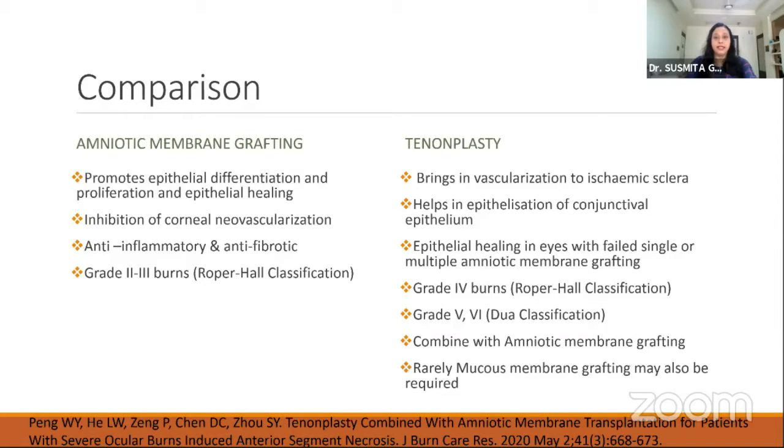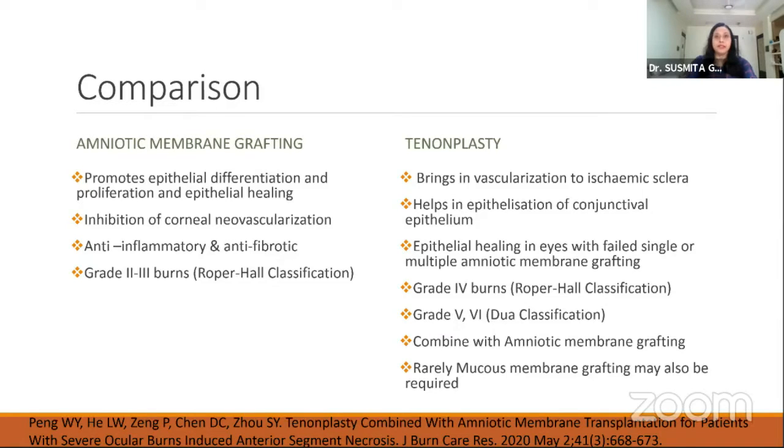Tenonplasty works very differently. It brings in vascularization to an ischemic sclera. It helps in epithelialization of the conjunctival epithelium. It also helps in epithelial healing in eyes with failed single or multiple amniotic membrane grafting, and it is indicated in grade 4 burns of the Roper Hall classification or the grade 5 and grade 6 burns of the Dua classification, and you often have to combine it with the amniotic membrane grafting.